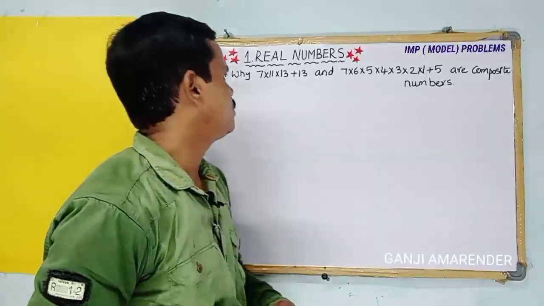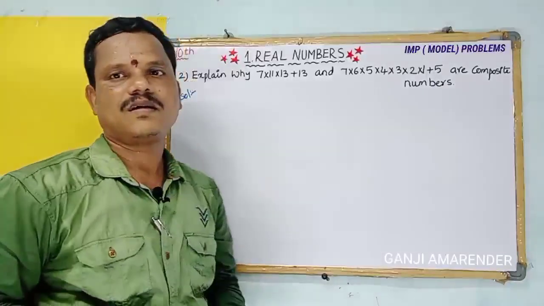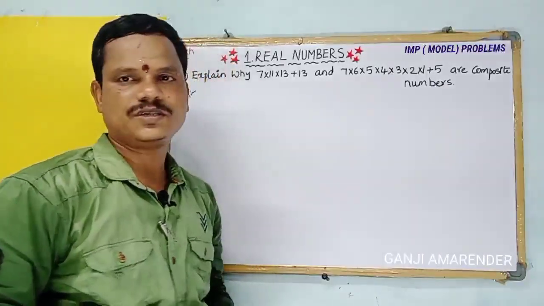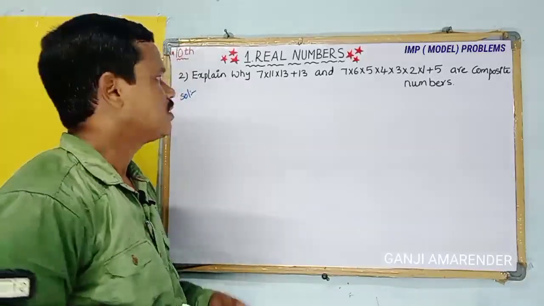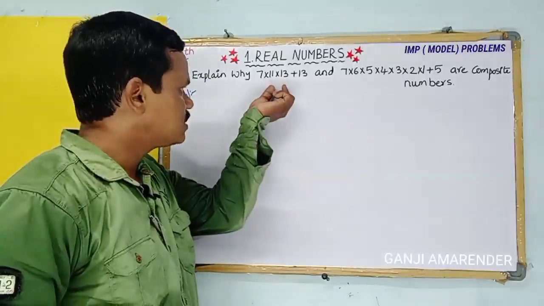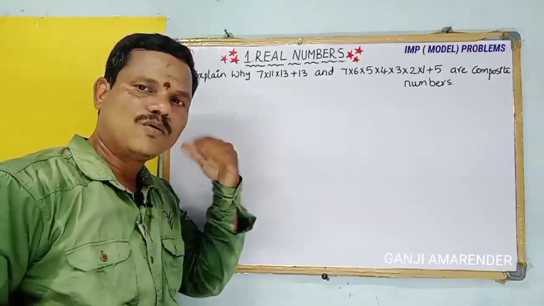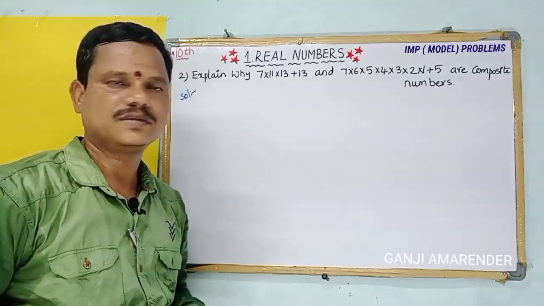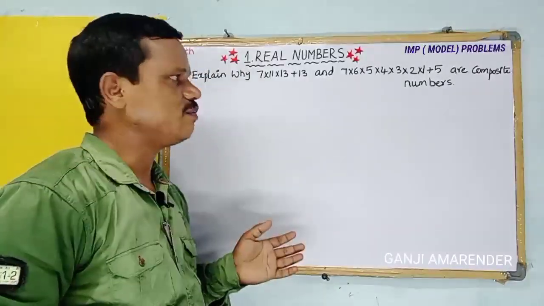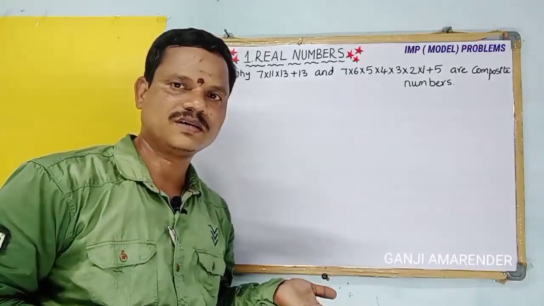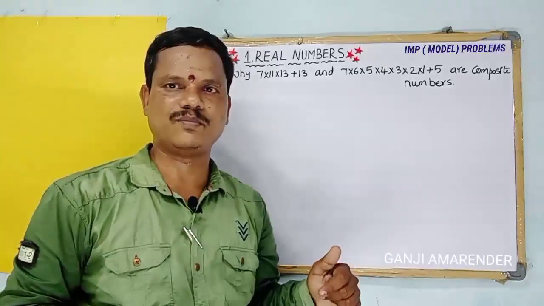Explain why 7 into 11 into 13 plus 13 is a composite number. By the definition of composite number, we have to prove this number has more than 2 factors. Then the number is a composite number. Any number that has more than 2 factors is a composite number.